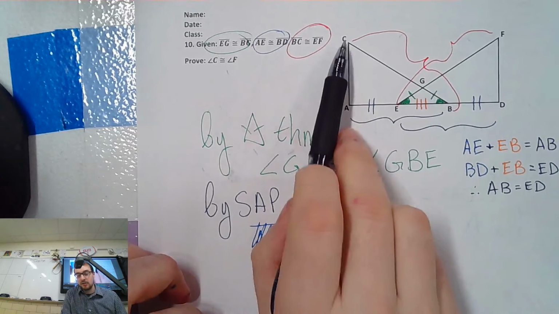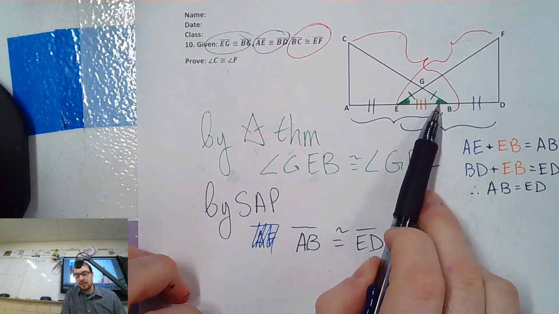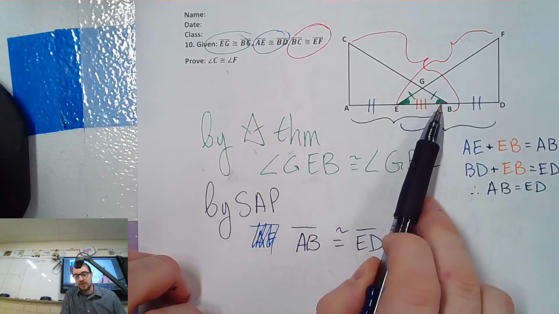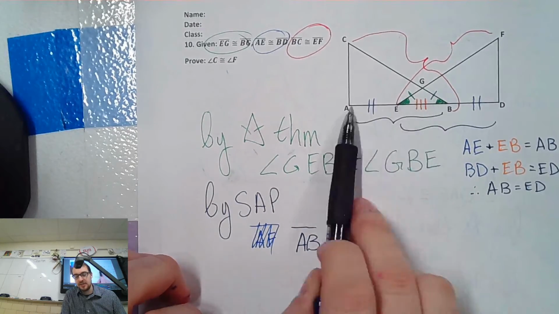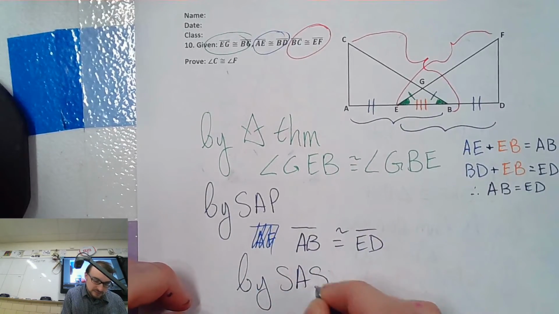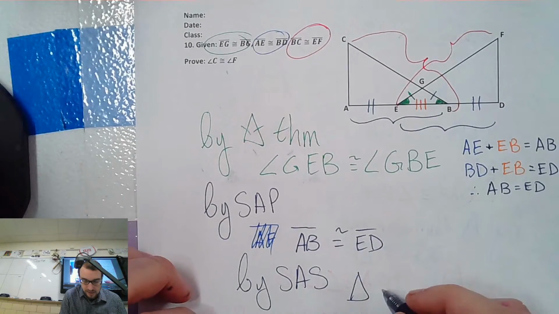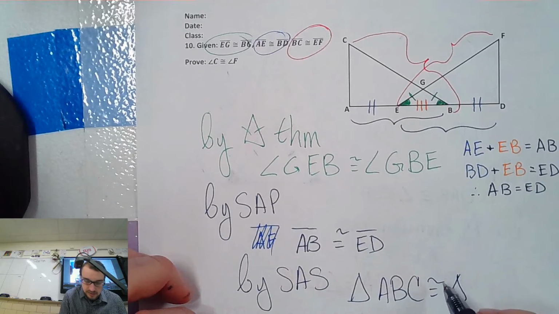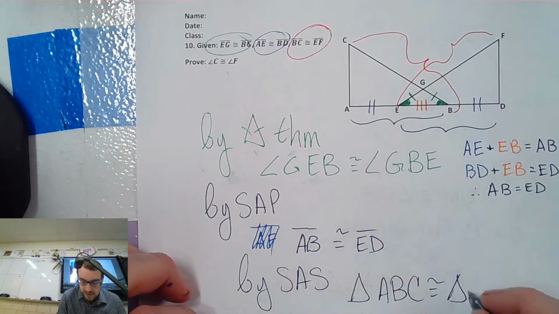So AB is congruent to ED. So now we've got red side, green angle, and then navy side. We've got side angle side. So by side angle side, the two triangles are congruent. So triangle ABC is congruent to triangle DEF, in that order.